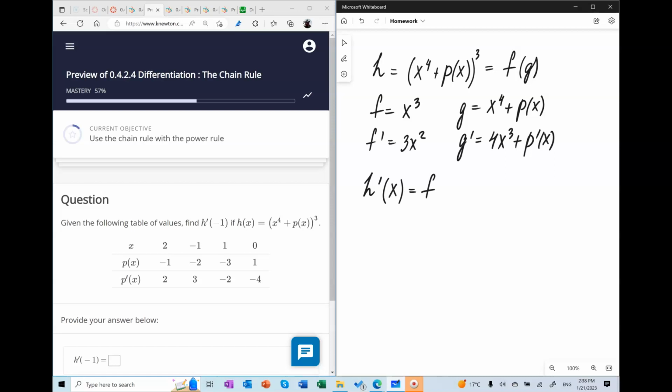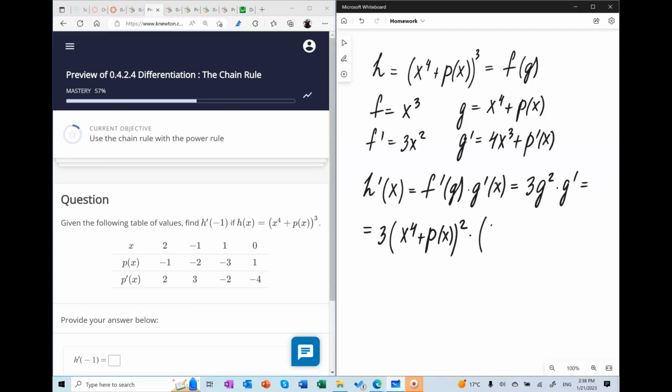And now by the chain rule, we're going to get the derivative of f evaluated at g times g prime evaluated at x. So in our case it will be f prime, so it's going to be 3x squared, but instead of x I put g. So plugging everything in, we have 3g squared, meaning x to the 4 plus p of x squared times g prime, but g prime is 4x cubed plus p prime x.